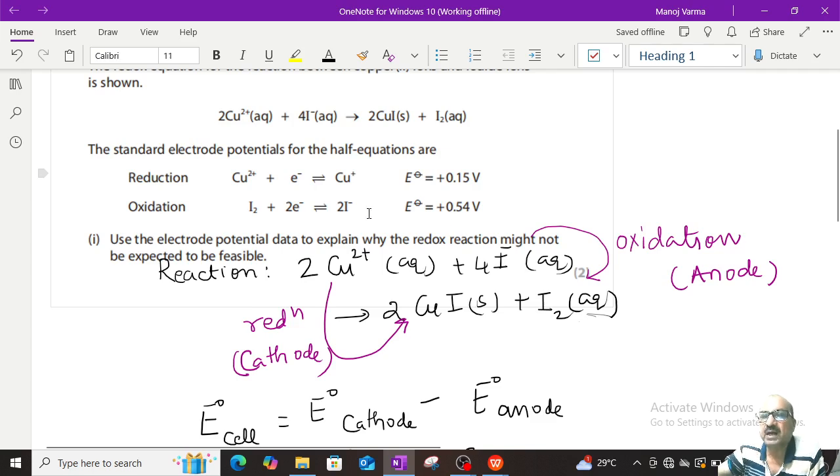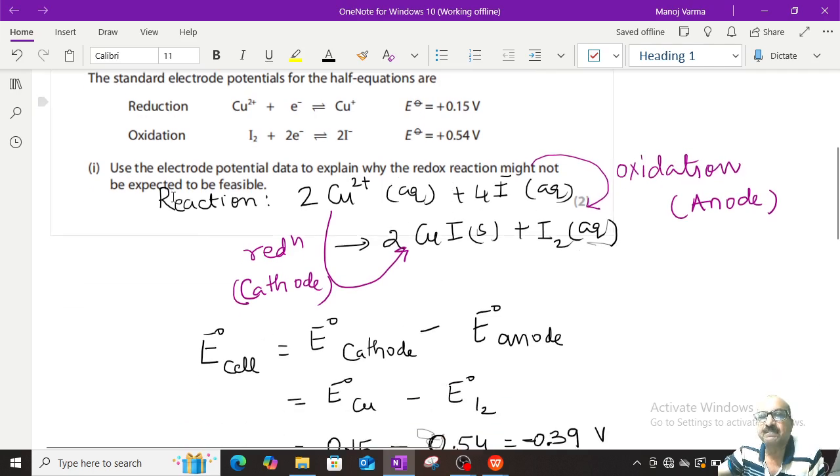And students have to understand that whenever the standard electrode potentials are mentioned, according to the convention, they are always written in the form of a reduction reaction. As you can see, in both the reactions the electrons are added, which shows that these are in fact reactions showing reduction, but in reality either oxidation or reduction can take place depending upon the relative values of the standard electrode potential. And that's where the problem lies, that how we are supposed to find out the E naught cell. So use the electrode potential data to explain why the redox reaction might not be expected to be feasible.